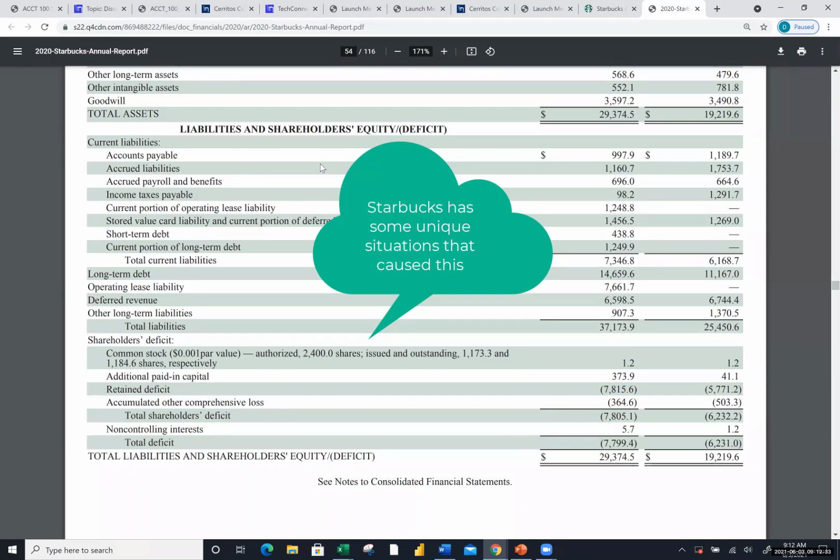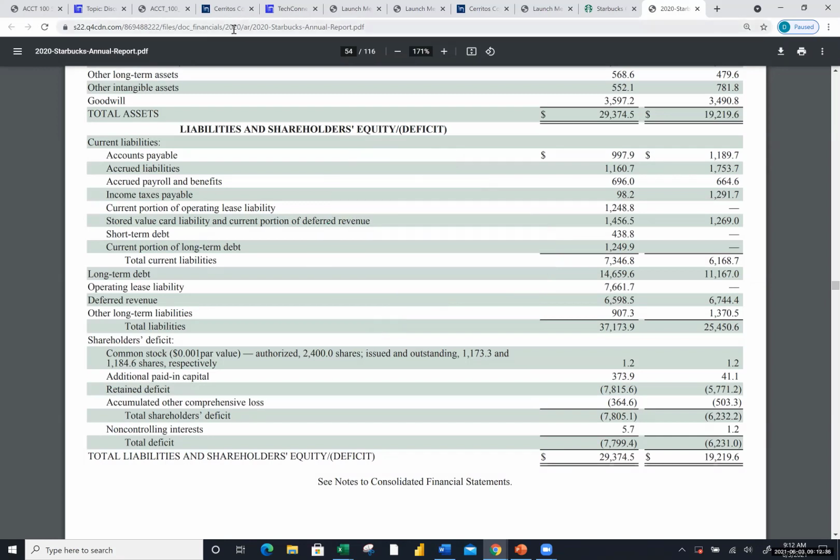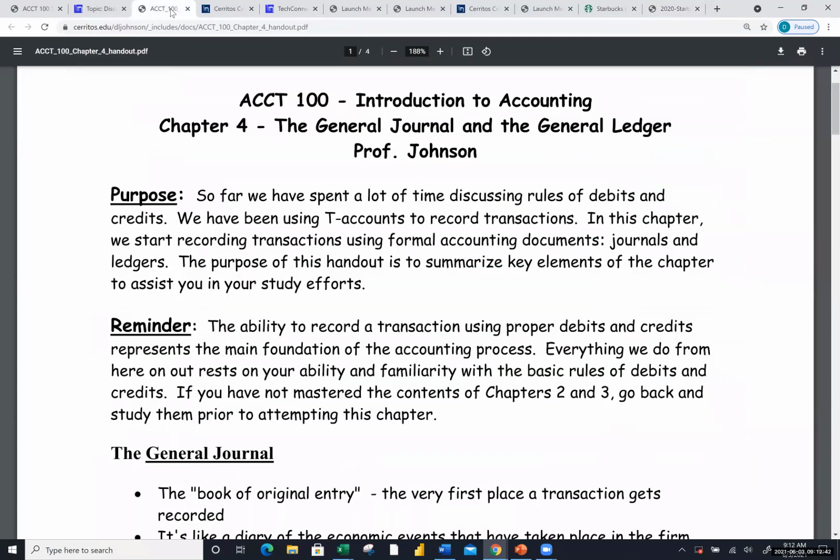Any questions on that discussion post? No questions? Okay. Then let's go ahead and take a look at our handout for today.